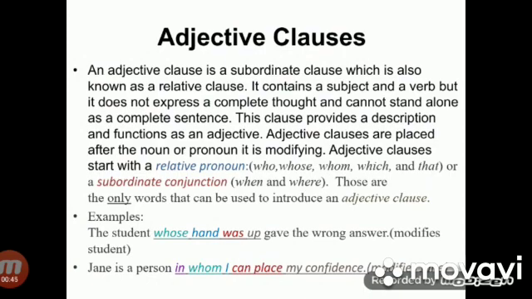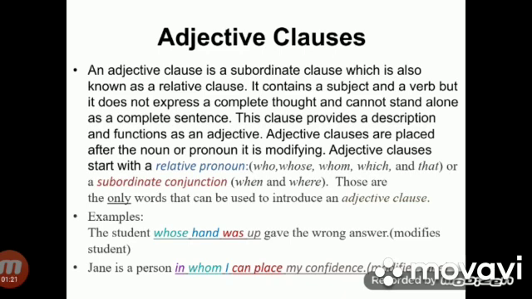An adjective clause is a subordinate clause which is also known as a relative clause. It contains a subject and a verb, but it does not express a complete thought and cannot stand alone as a complete sentence. This clause provides a description and functions as an adjective. Adjective clauses are placed after the noun or pronoun it is modifying.